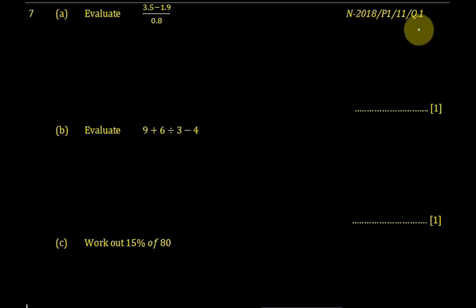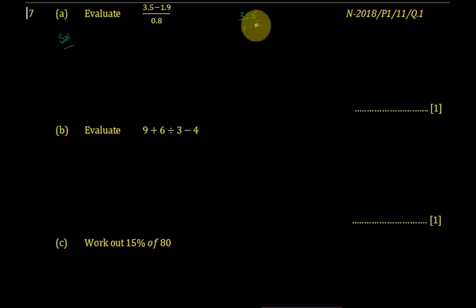November 2018, paper 1, question number 1. Part A says evaluate 3.5 minus 1.9 divided by 0.8. How can we evaluate this? So 3.5 minus 1.9, we can simplify quite easily.